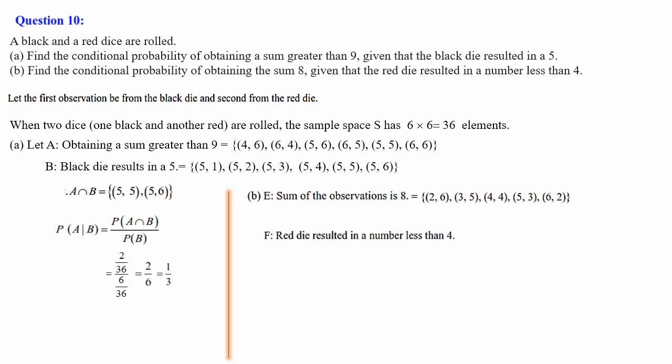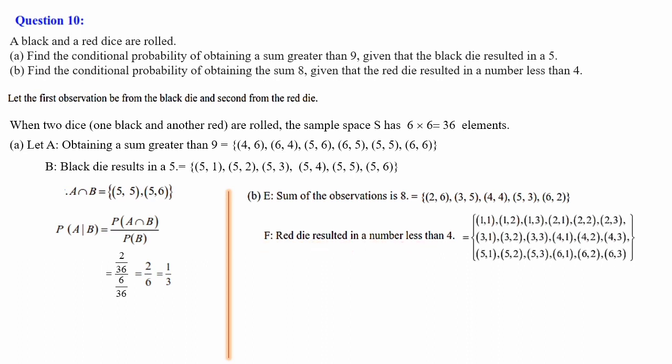That means F is the event that the red die resulted in a number less than 4, that we have assumed as F. The possible outcomes are second numbers only we have to check. It should be 1, 2, 3. Less than 4 in the sense 1, 2, 3. So (1,1), (1,2), (1,3). Next is (2,1), (2,2), (2,3).